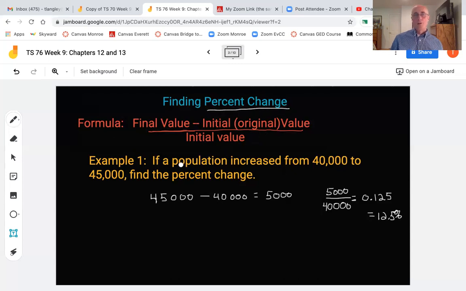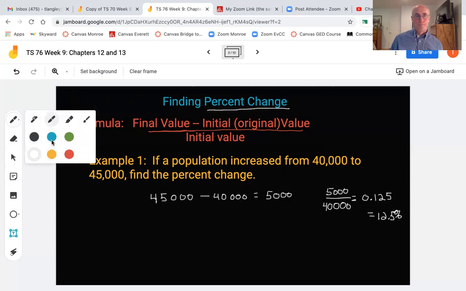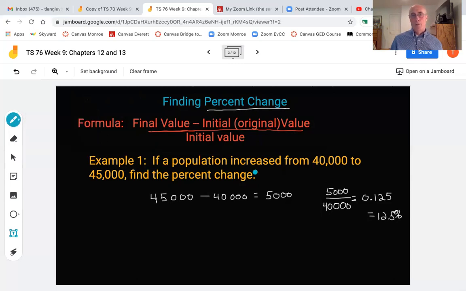Okay, so now that you've written it down, let's look at an example and see if we can talk it through here. So if a population increased from 40,000, here's my initial value. I'll put initial above it. That's what it started with. In my other class tonight, I was just calling it the start value. Okay, start value. All right, to 45,000. Find the percent change.